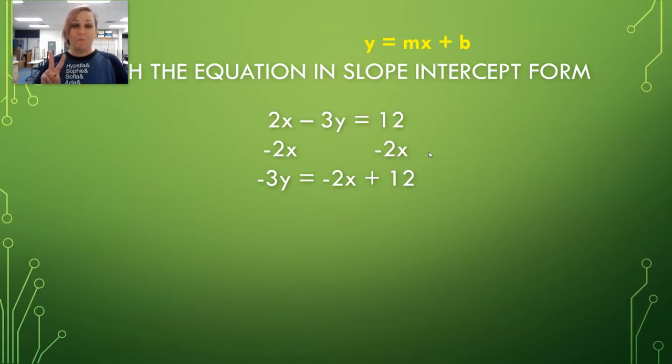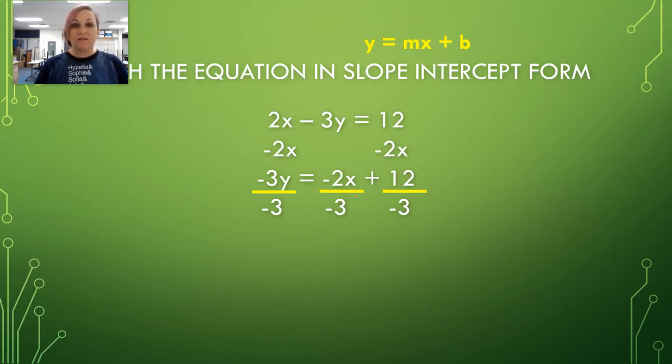Your second step is always to take whatever number is being multiplied with your letter y and divide by that number in 3 places. You want to divide the y, the x, and the constant. When dividing the y, the 3's will cancel and the negatives will also cancel.